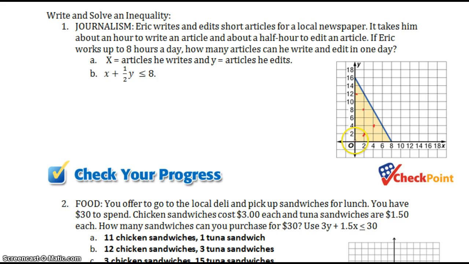X is for write. If he doesn't write any articles, then he can edit how many articles? So that's going to be 0, 16. That's how many he could edit. If he writes 4 articles, then it looks like he could edit 4 with time left over. If he writes 4 articles and he wants to use all of his time, then he could make 8 edits, because 8 would land on our line. So that also works because that's the equal to part. So there are many solutions all within this shaded region.